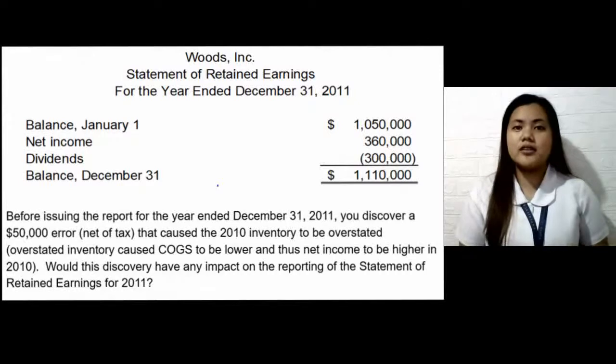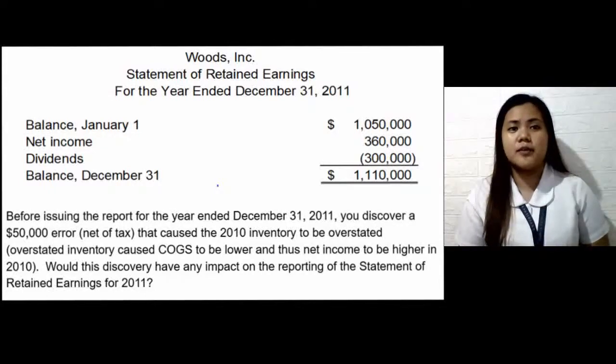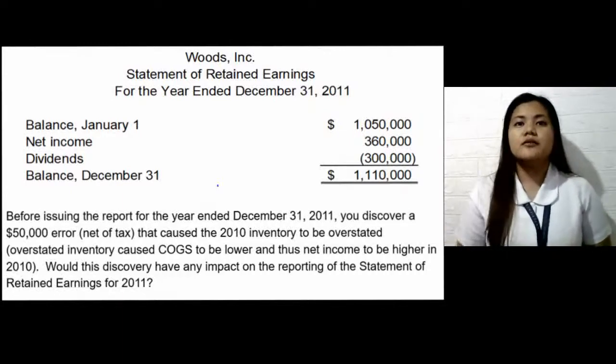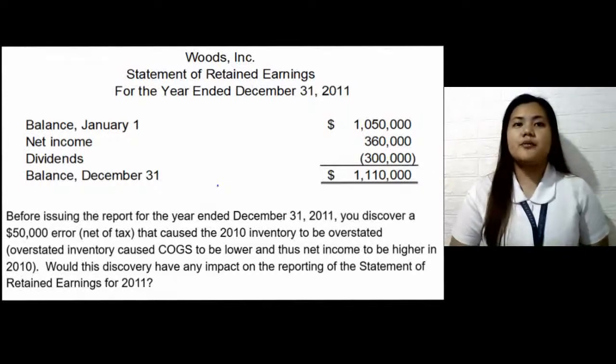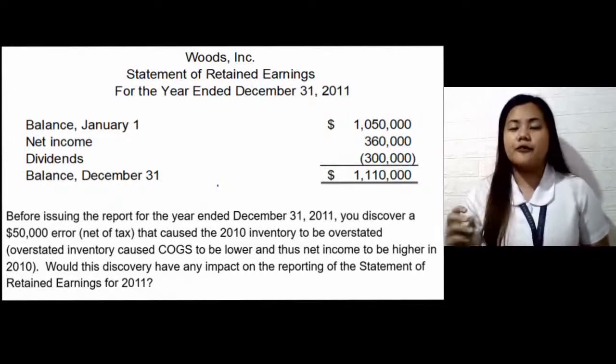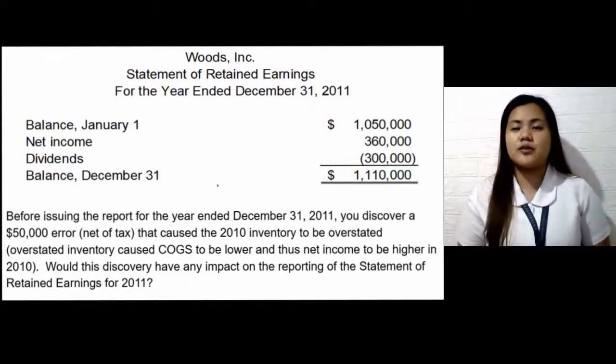Overstated inventory caused COGS to be lowered and thus the net income to be higher in 2010. Would this discovery have any impact on the reporting of the statement of retained earnings of 2011? So, we have here the prior period adjustment, the error correction of $50,000. It was said that it was overstated.